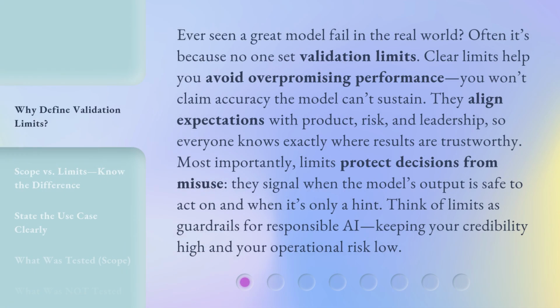Ever seen a great model fail in the real world? Often it's because no one set validation limits. Clear limits help you avoid overpromising performance. You won't claim accuracy the model can't sustain. They align expectations with product, risk, and leadership, so everyone knows exactly where results are trustworthy.